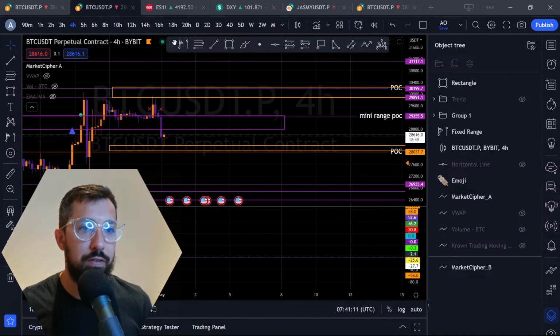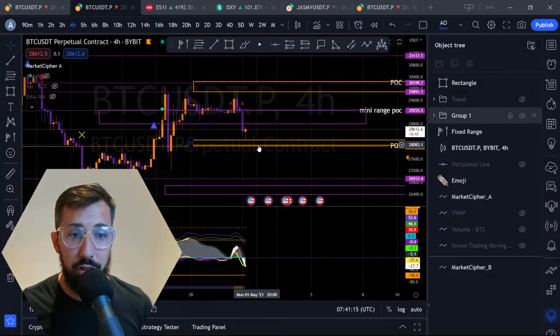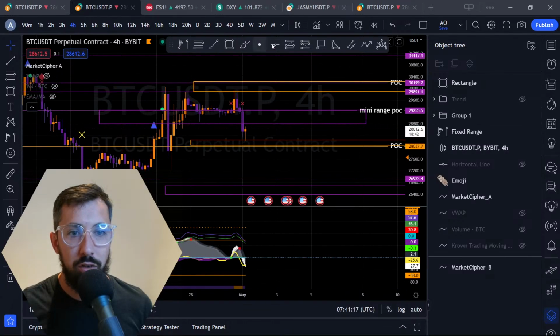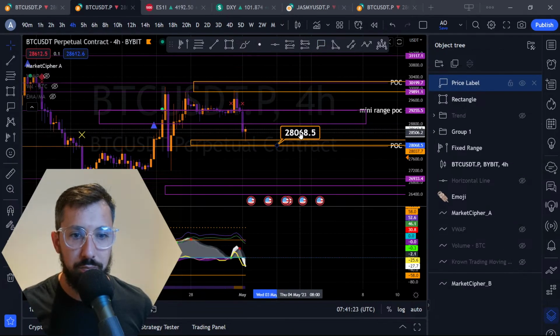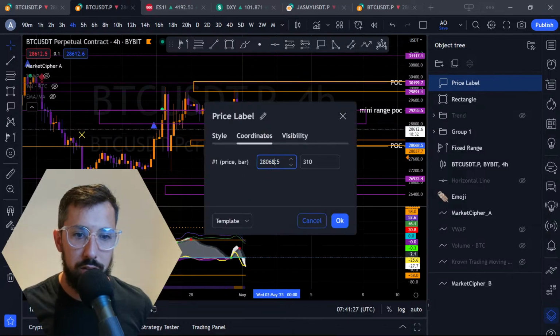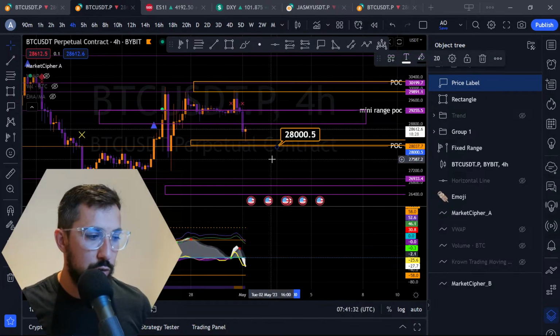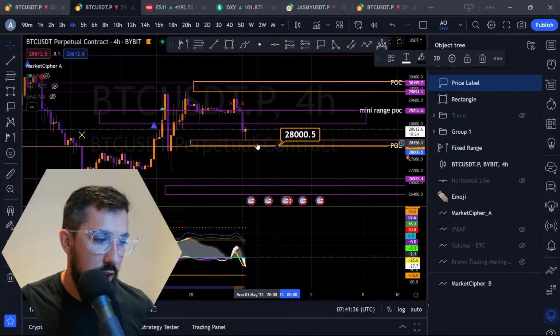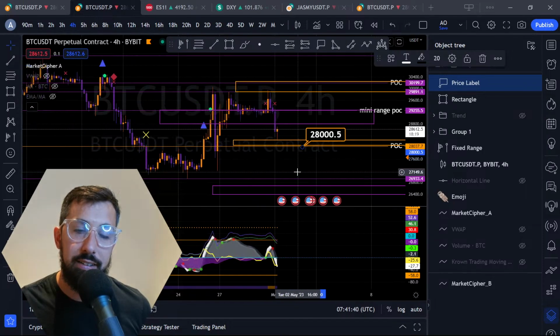Now we're going to try to find confluence within this range here. So we have our point of control as our support, right? So make sure you mark this out on your charts as we go through here. So at 28,000, right? Let's make this more accurate. 28,000. We at the value area low of the May to August last year between 28.6 and 28.8.